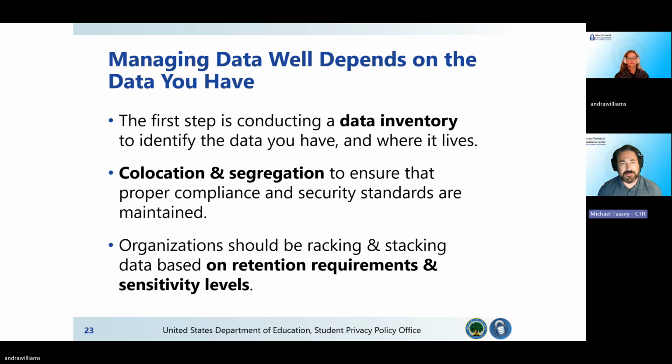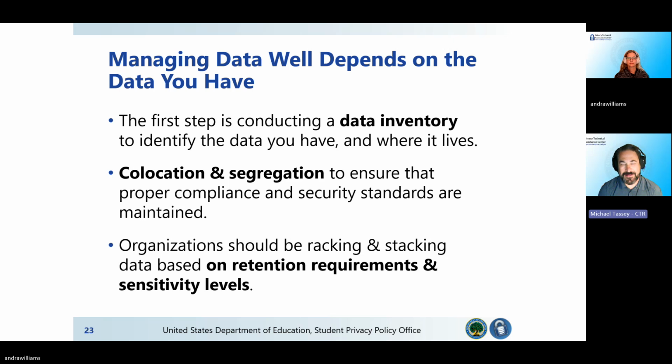If you're an organization that doesn't collect any personally identifiable information, hint, that's probably no school on the planet, right? Because we all need to know the name of our students and their grades and assessments and all of these other things. All of that is personally identifiable. But if you're one of those organizations that doesn't have anything, so that rack and stack may be very easy. None of that is very identifiable. It's not very sensitive, so it's an easy task.